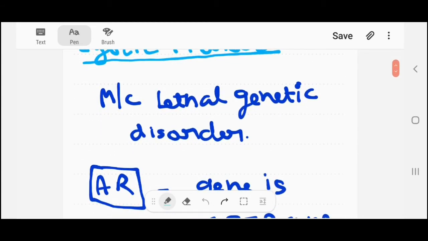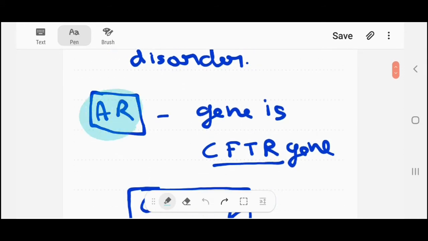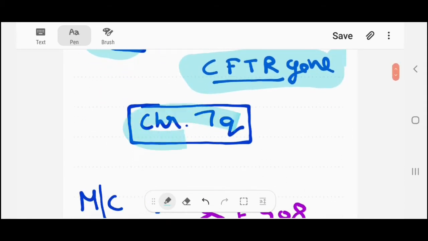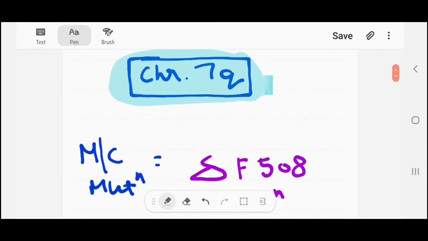First of all, it's the most common lethal genetic disorder, and it is an autosomal recessive condition, and the gene is the CFTR gene, on chromosome number 7q. So guys, these are very important one-liners: autosomal recessive condition, CFTR gene, and chromosome number 7q.